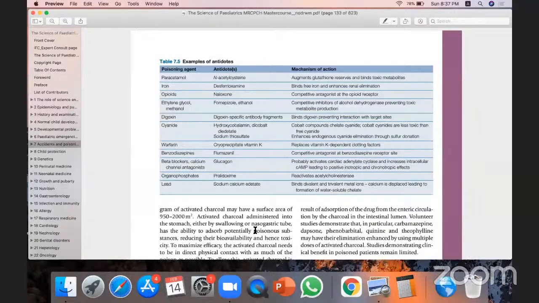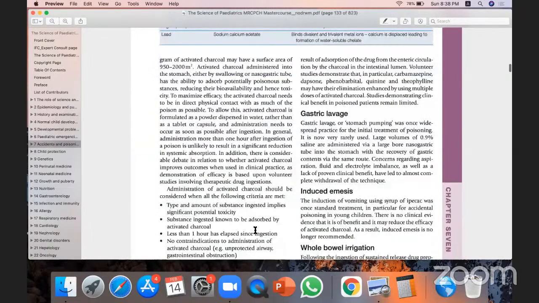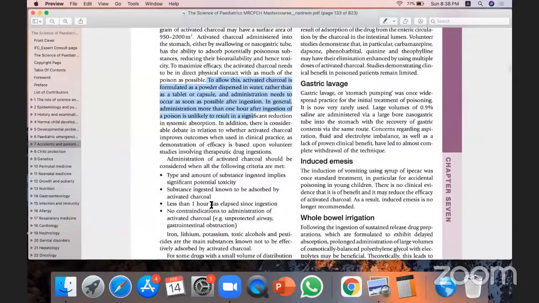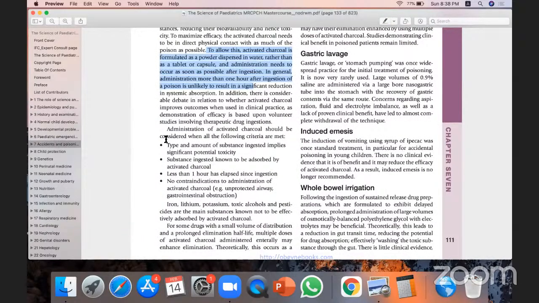We usually give it within 1 hour, because after 1 hour there is no poison in the stomach, usually everything is absorbed. So to allow this activated charcoal, we disperse it in water, then we give it within 1 hour. Okay, after 1 hour actually there is a reduction of absorption. Then here this is very important, which type of poisoning we will give charcoal and which type we will not give.